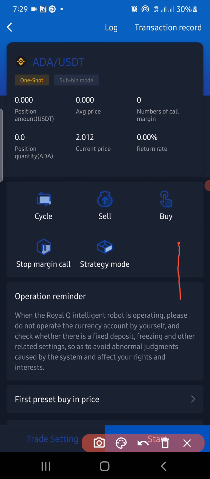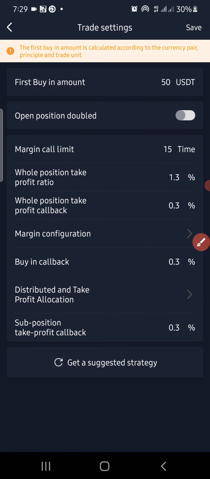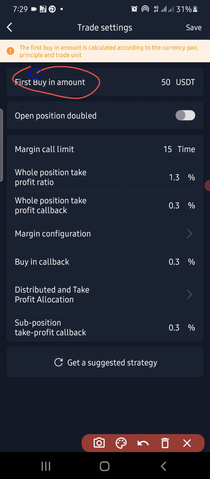So for you to now set your trade, you come and click trade settings. When you click trade settings, it will bring this dashboard. So now let me explain this dashboard for you. This first buying amount is, by the time you start the bot, what is the first quantity you want the bot to buy for you? 50 USDT. But you can change it to any quantity you like.